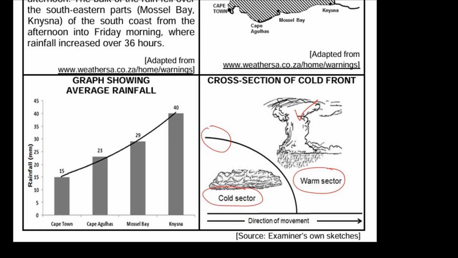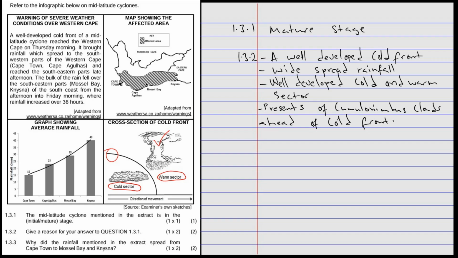1.3.2. Give a reason for your answer to 1.3.1. There are a number of reasons we can give. 1. A well-developed cold sector. Widespread rainfall. Because the cyclone is developed, the clouds can cover a wide area. A well-developed cold and warm sector. Presence of cumulonimbus clouds ahead of the cold front.